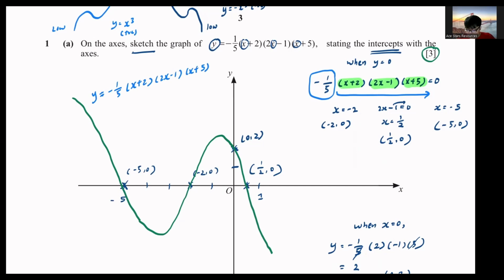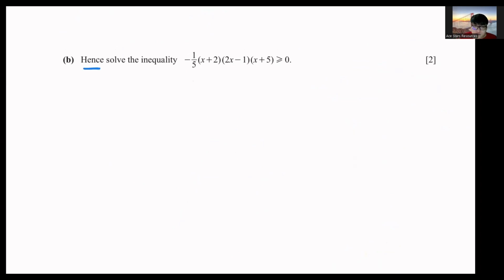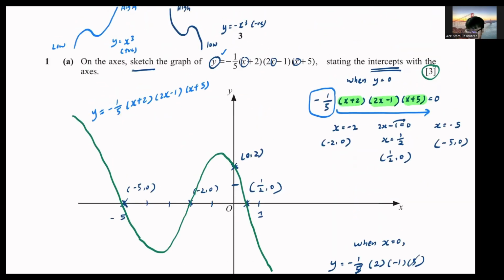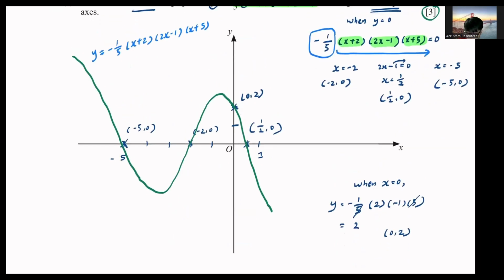Next one. Hence, solve the inequality. Hence basically means that you have to use back the diagram that you have drawn earlier. Solve the inequality, negative 1 over 5. If you look carefully here, this is actually your equation, right? It's the same thing. So you might as well just replace the entire thing with y. Technically the region that they want is y greater than 0. But where is y greater than 0? Y greater than 0 refers to this side.